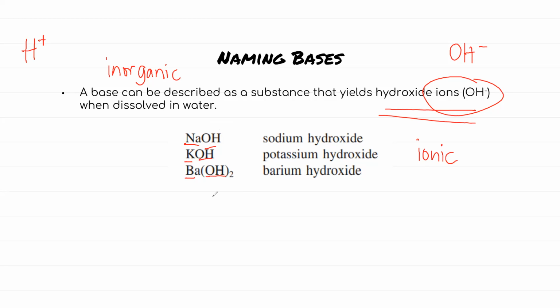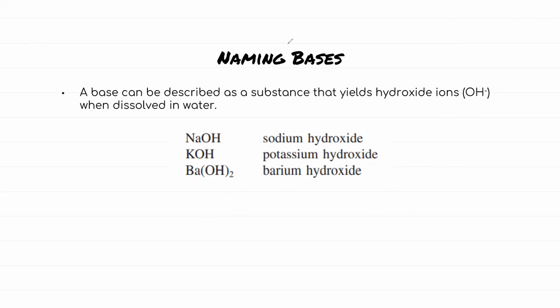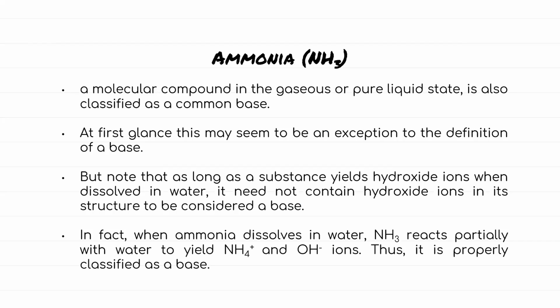Ang palatandaan nyo lang na base siya is meron siyang kasamang OH. So the naming is the same thing, just name the metal like sodium and then followed by the name of the OH which is hydroxide. So that is also true for potassium hydroxide and barium hydroxide. So simple lang ang naming ng ating bases kasi magpa-follow pa rin siya sa rules natin sa ionic compounds. Meron lang tayong exception. Again, meron tayong base na walang OH sa kanyang chemical formula. And that is the ammonia.